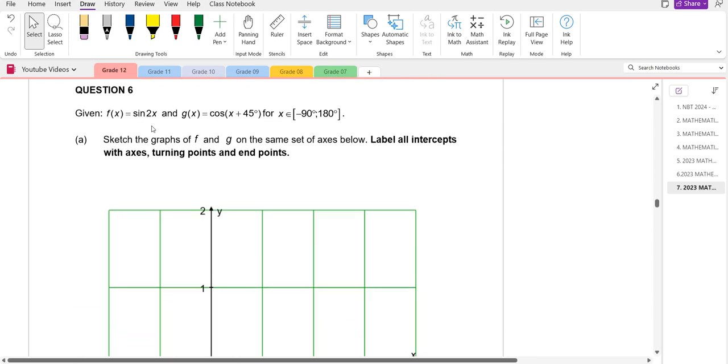We have f of x equals sine 2x and we have g of x, which is cos of (x plus 45). Sketch the graphs of f and g on the same system of axes below.